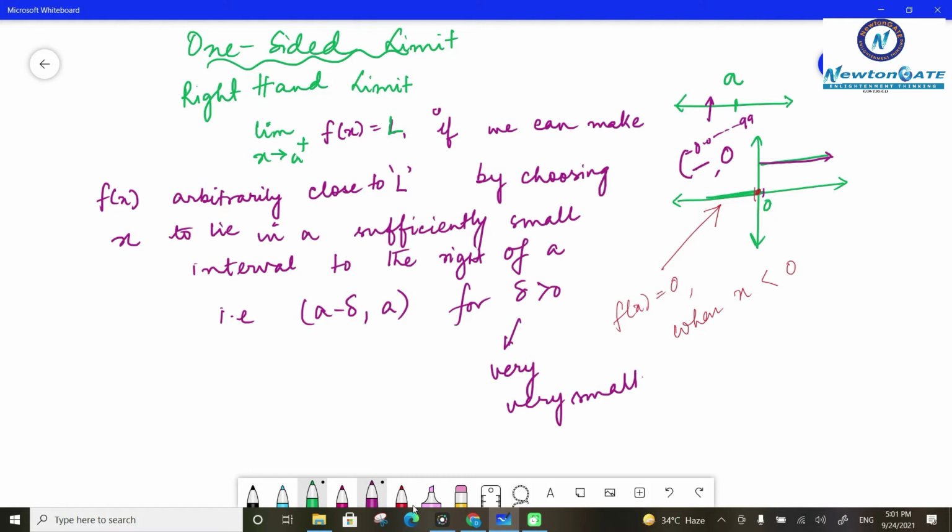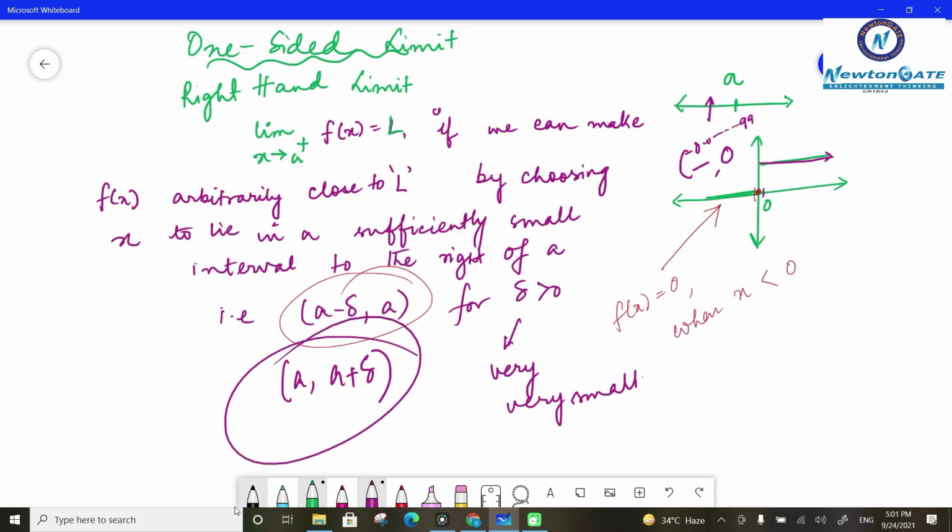Here is the main change that comes. Instead of (A minus delta, A), we have (A, A plus delta). This is what we will deal with. So this is for our right hand limit, and in the right hand limit we have a plus, and for the left hand limit we have a minus.